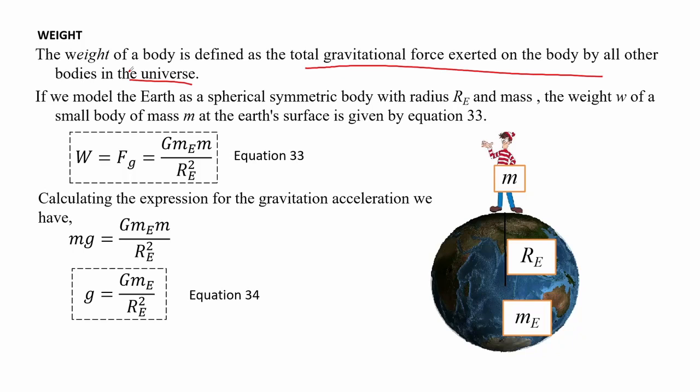If we model the Earth as a spherical symmetric body as shown in the image, with radius r of E and mass, the weight W of a small body of mass m at the Earth's surface is given by equation 33. If we use the equation for the weight that we have been using so far, we can write an expression for the gravitational acceleration of our planet, which is shown in equation 34. We see that the acceleration g is dependent on the mass of the planet and its radius. This equation can be applied to other objects if we want to calculate its gravitational acceleration.